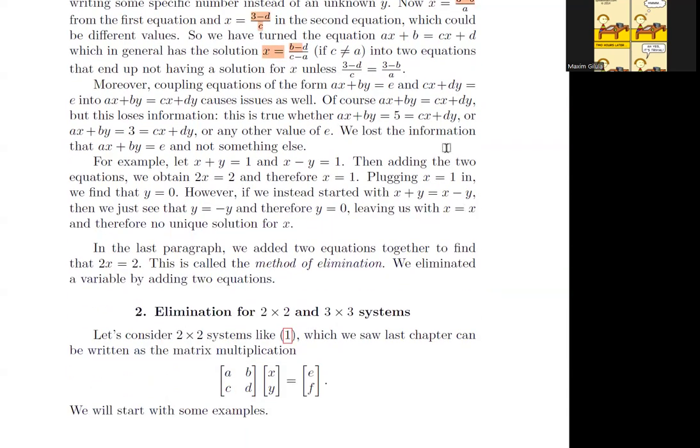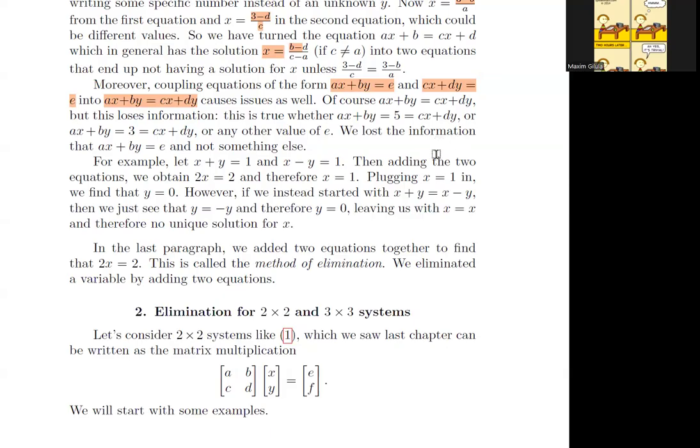Another issue that could happen is if you had two equations, ax plus by equals e and cx plus dy equals e, and you forget e exists and you just set them equal. This will be a problem. So ax plus by is of course equal to cx plus dy because they're both equal to e, but this loses information. Maybe e is equal to 5, or maybe e is equal to 3, but either way, we don't know whether ax plus by is 5 or 3 or 4 or anything else, no matter what e we fixed. So we lose the information about e.